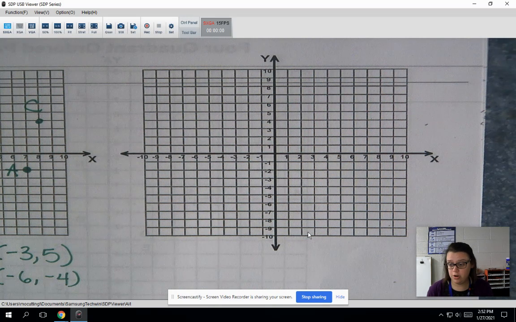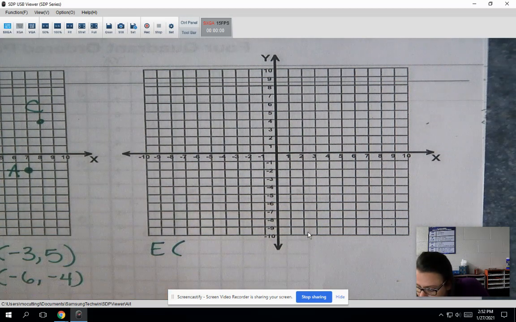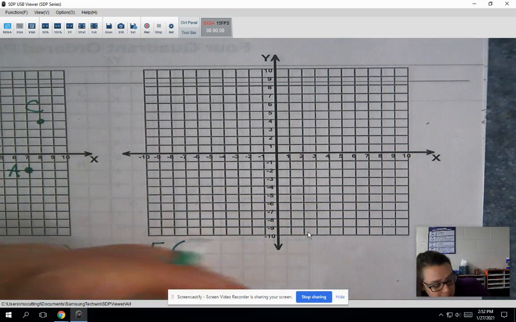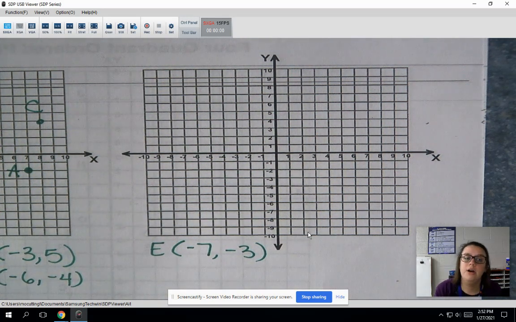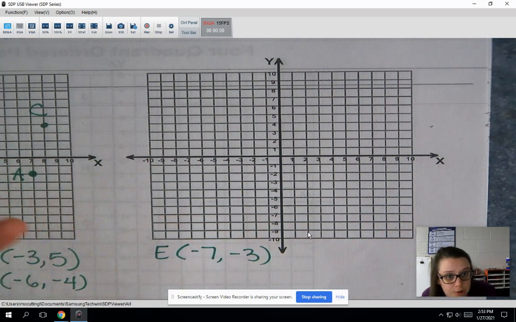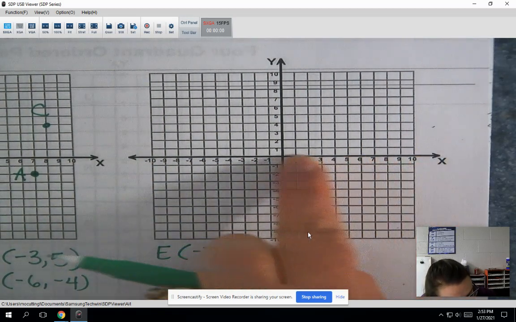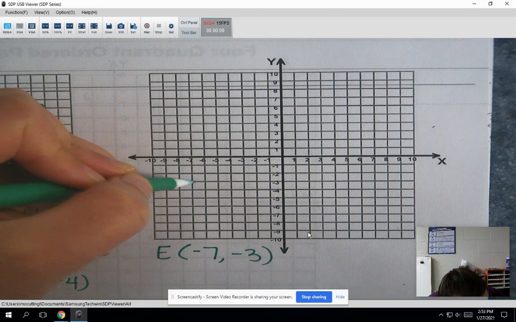So you're going to pause me to try them. So let's start with point E. E is -7, comma, -3. So across to -7 and then down to -3. So pause me to try that on your own. And welcome back. So across to -7, that's going to be over here. And then -3 means I'm going down to -3. That's point E.